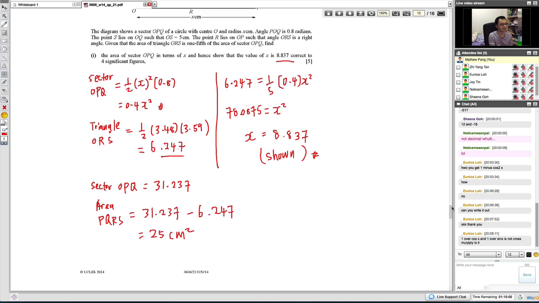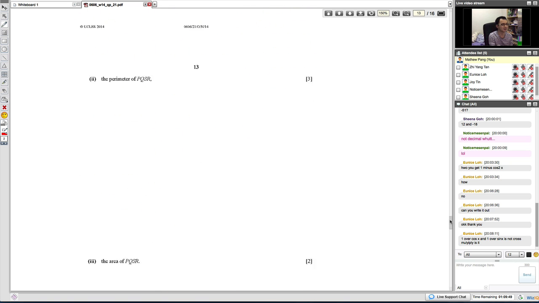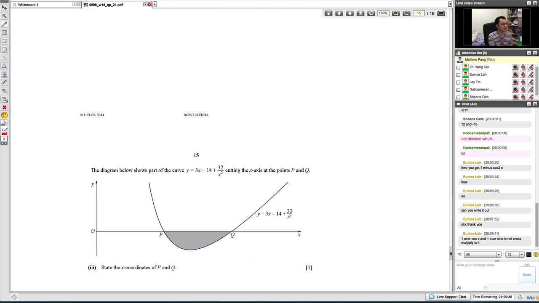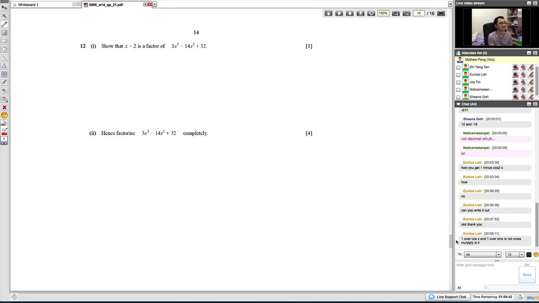Okay, this is the third part. He asks you to find the area of this one, PQRS. So I just use the bigger sector minus the triangle. That's all. Right, then I think this is the last question. Yeah, this is the last one.